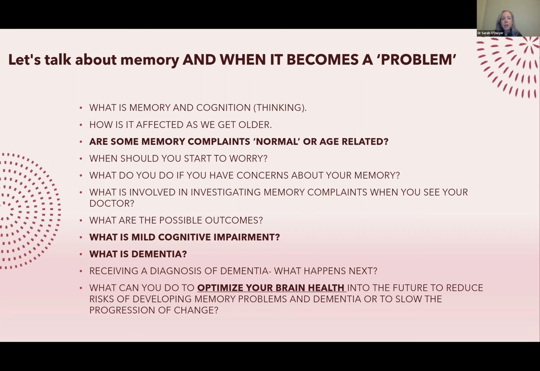I'll speak a little bit about how memory and cognition can change as we get older, and whether that's normal or age-related, or whether it's a sign of something more sinister occurring. I'll talk about when you need to start worrying or develop concerns about what you're experiencing, or what you're noticing your loved one experience, in relation to deficits that you're observing from day to day.